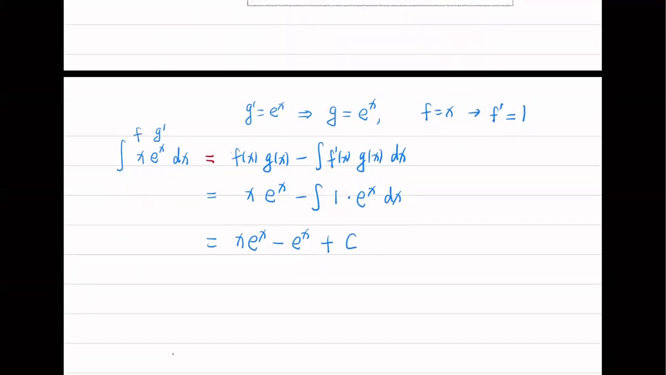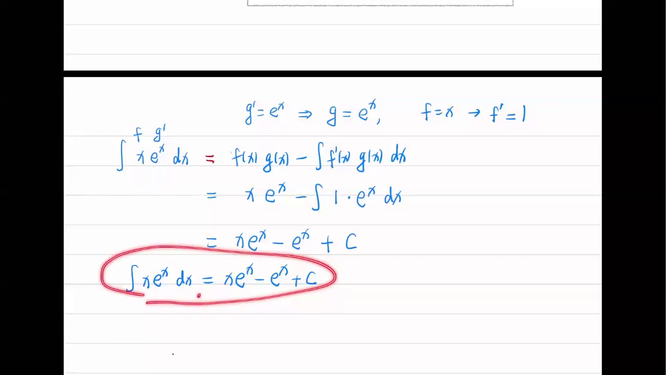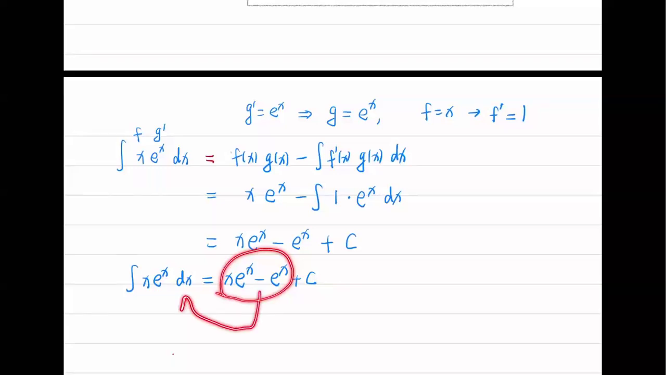So, summary: the integral of x e to the x dx is x e to the x minus e to the x plus C. Something new we haven't seen before. Is this correct or not? How do you verify this? Sophia, how do you verify this? Correct or not? We'll take the derivative of this one, and see if we recover the function.